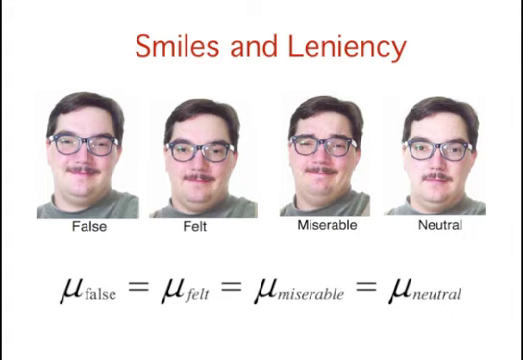We will use the smiles and leniency case study as our main example of how to conduct a one-factor between subjects ANOVA. In this study, there were 4 conditions with 34 subjects in each condition. There was 1 score per subject. In the smiles and leniency study, the null hypothesis is H0: mu false = mu felt = mu miserable = mu neutral.